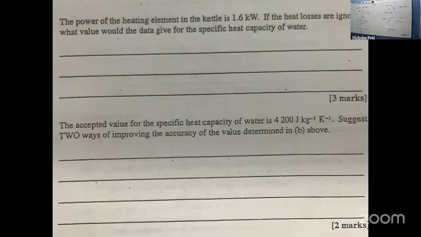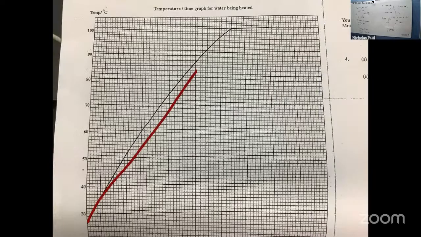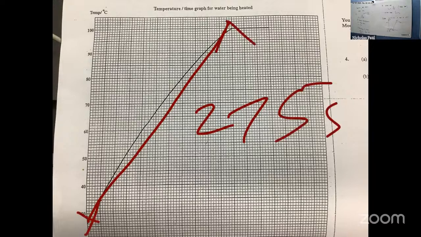If the heat losses are ignored, so we assume it's a straight line, what value would the data give for the specific heat capacity of water? Use the right formulas and see if you can remember. We're focusing on the straight line phase. It takes 275 seconds to go from here to here.